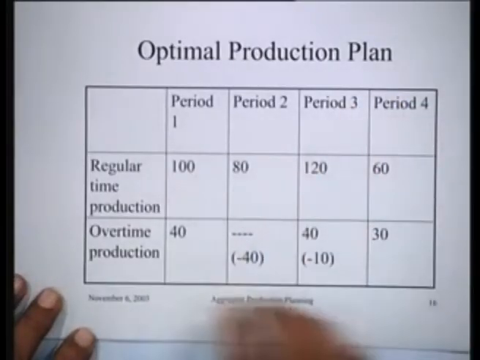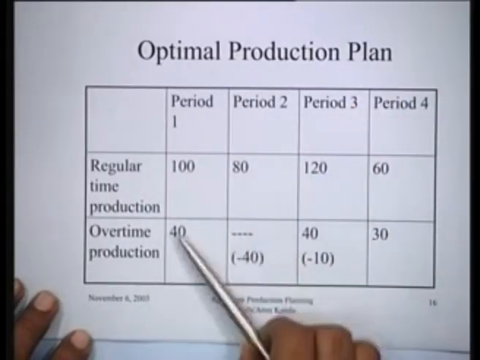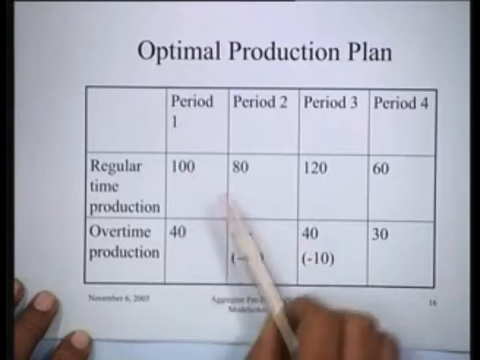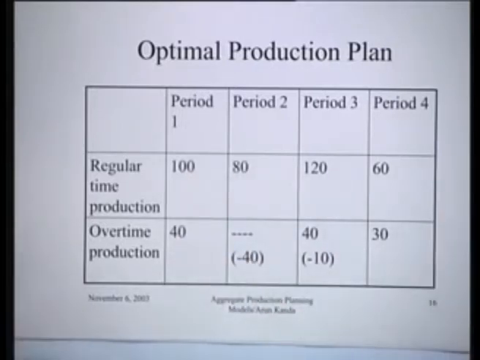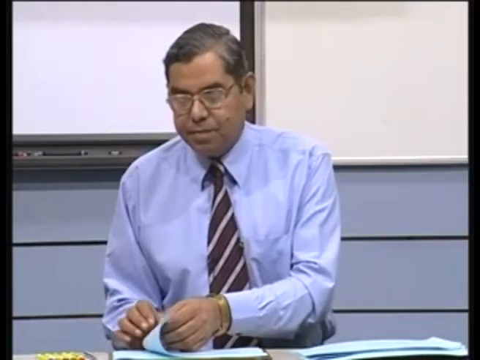So the optimal production plan in this particular case looks like this, which specifies how much to produce on regular time and how much to produce on overtime. And that is incidentally what the objective of aggregate production planning is. It must tell you how much should I produce in different periods such that I meet my demands at the minimum cost. So that's exactly what we have achieved through this particular case.